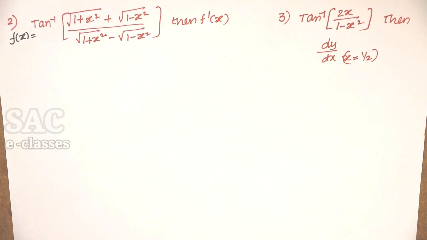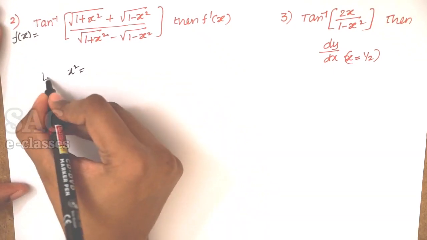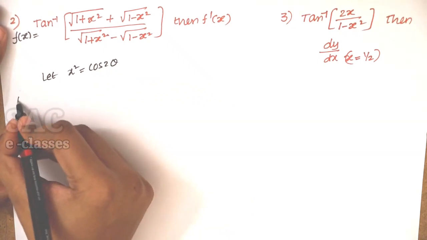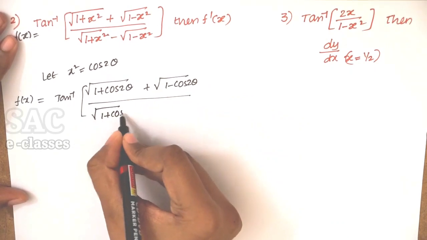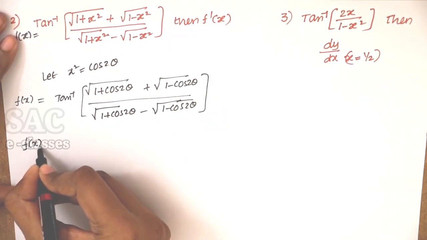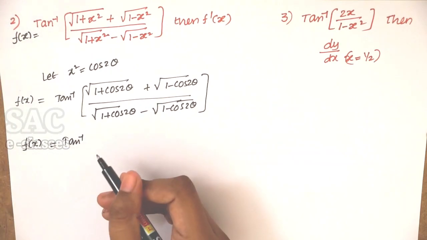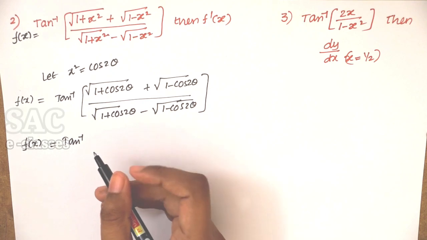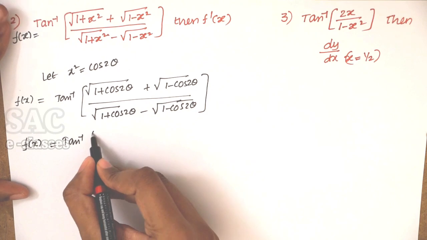Now look at the second problem. It is a very simple problem, as you know, like this problem you may have solved it already. Assuming that x square is equal to cos 2 theta, and then f of x is equal to tan inverse. Now look at that f of x, tan inverse. We already know that 1 plus cos 2 theta can be written as 2 cos square theta, whereas 1 minus cos 2 theta can be written as 2 sin square theta.